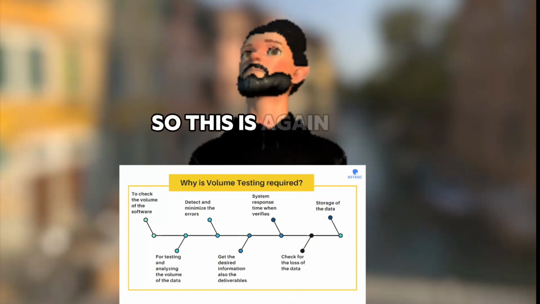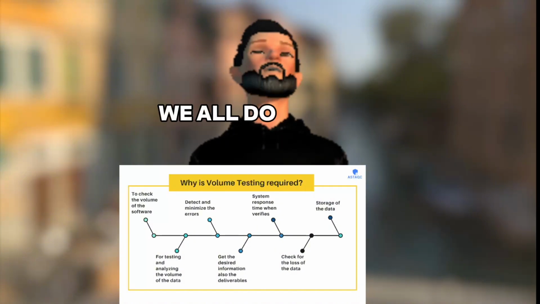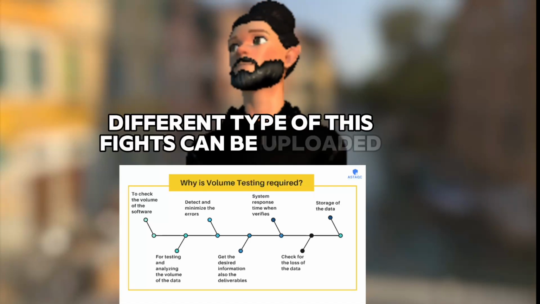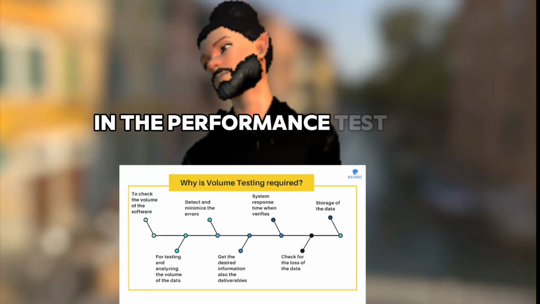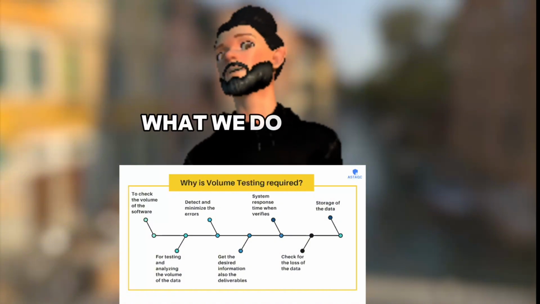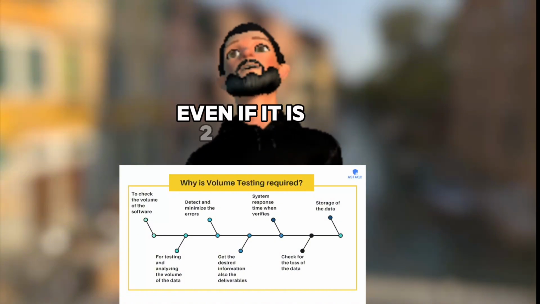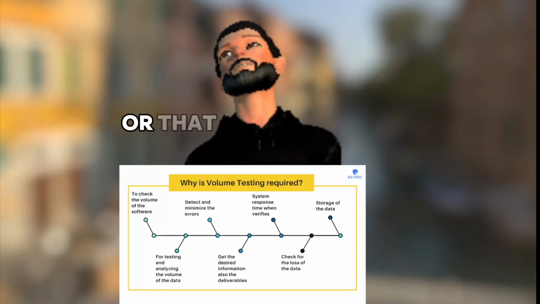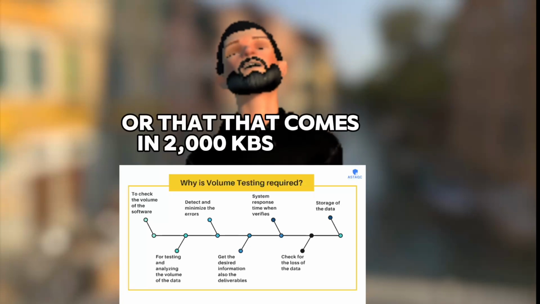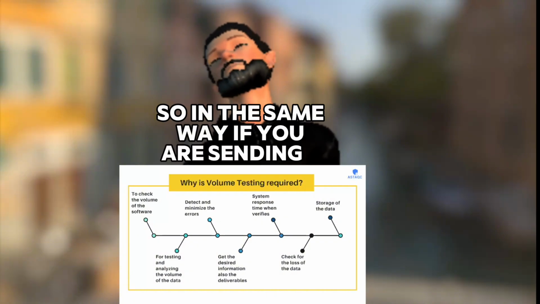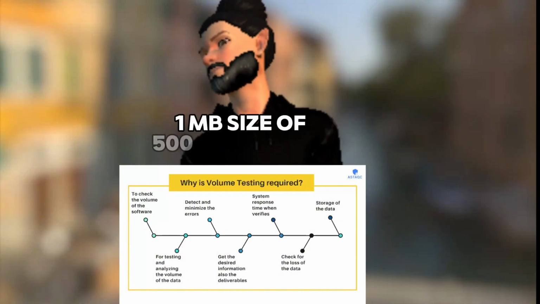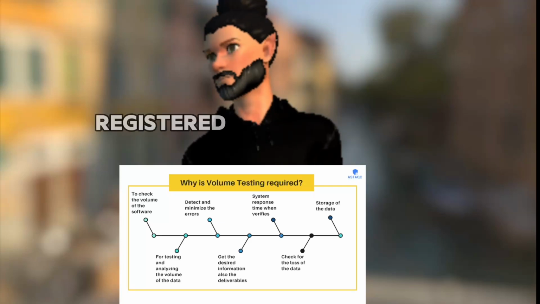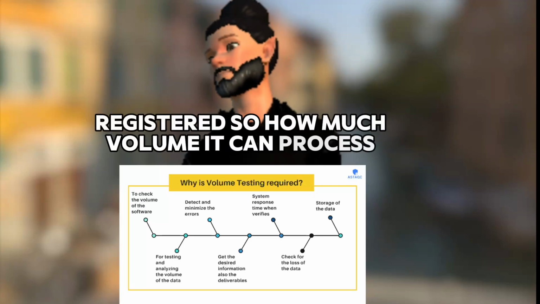This is, again, a functional test. You do all these functional tests for the different types of files that can be uploaded. But in the performance test, specific to volume testing, we check how much we can handle, even if it is 2 KB for 500 requests, or that comes to 1000 KBs. In the same way, you might send 1 MB for 500 requests, and then 5 MB for 1000 requests, to see how much volume it can process at the same time.